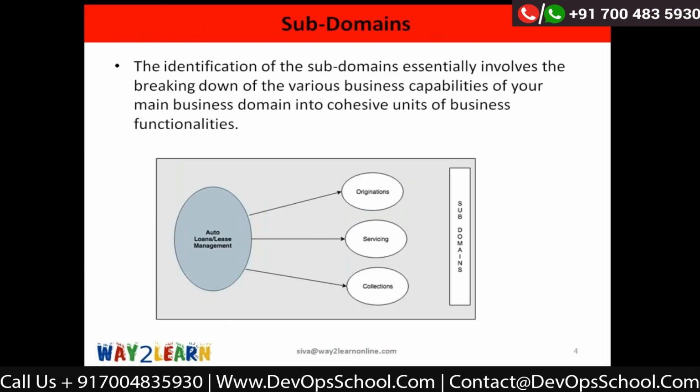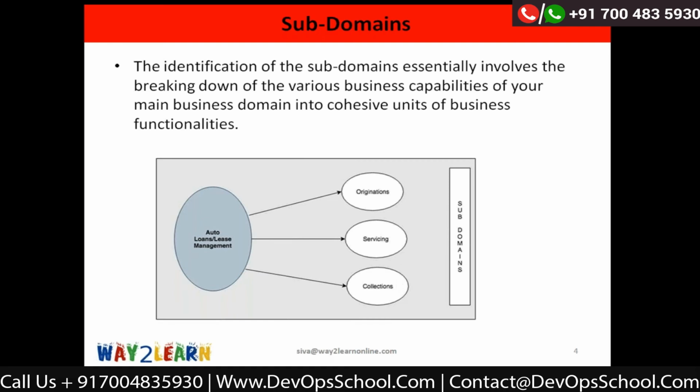Then once you identify the problem spaces, you have to identify the subdomains. Identification of subdomains essentially involves breaking down the business capabilities of the main business domain. So you have to identify sub-modules or subdomains. For example, in my auto loan management problem space, I have identified subdomains like originations, servicing, and collections.